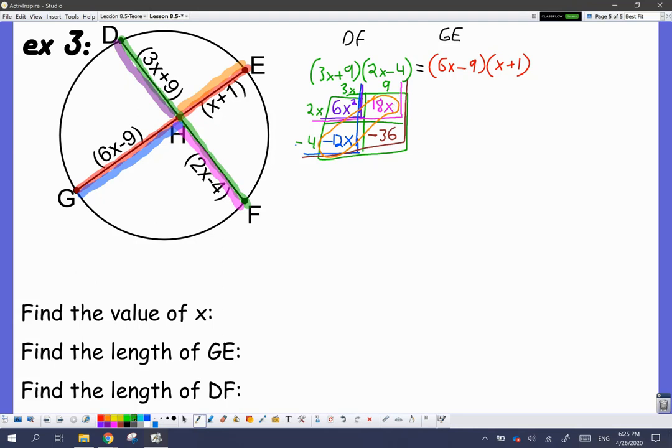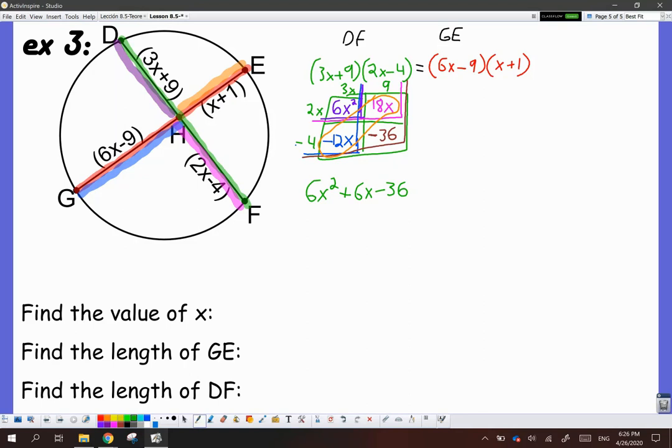So if I write out my entire equation, I want to start with the highest order term, which means I'm going to look for the one with the highest exponent. That's 6x squared. I'm going to write that out first, 6x squared. And then I have 18x minus 12x. So 18 minus 12, we know that's 6. And it's still positive, so I get plus 6x. And then I just bring down the minus 36.